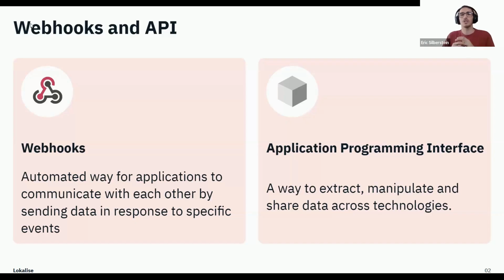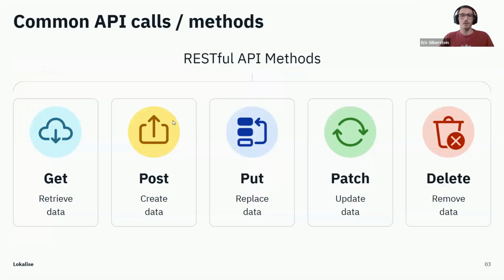API is similar to webhooks. It's a service that provides a bundle of data, but unlike webhooks, it's never triggered automatically based on an event taking place. Instead, we have to make a call programmatically to interact with the tool. We can extract data, manipulate data, take the data and share it across tools, which is exactly what we'll be doing today. And there are 5 different API calls or methods that we'll use.